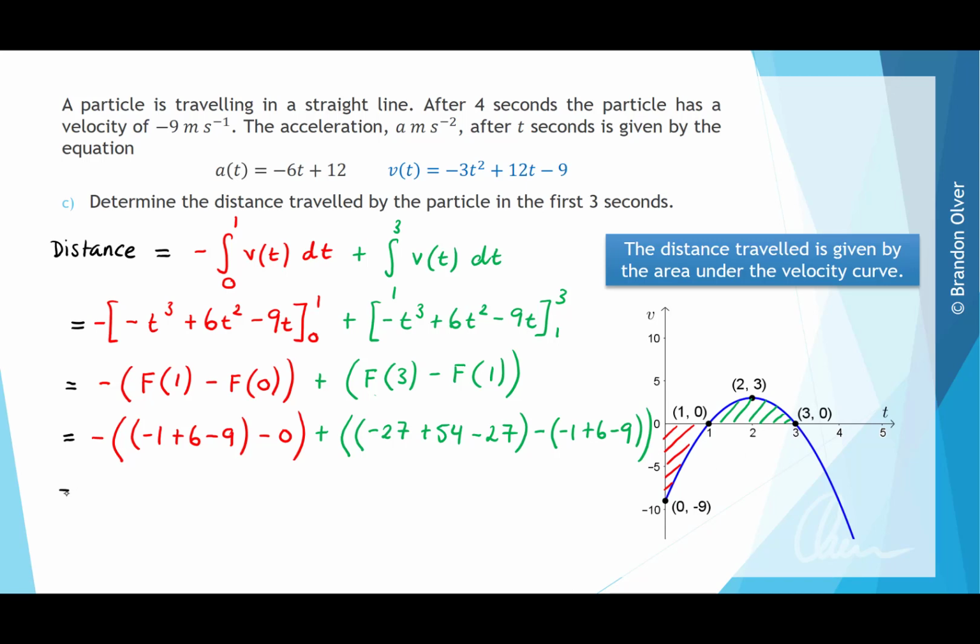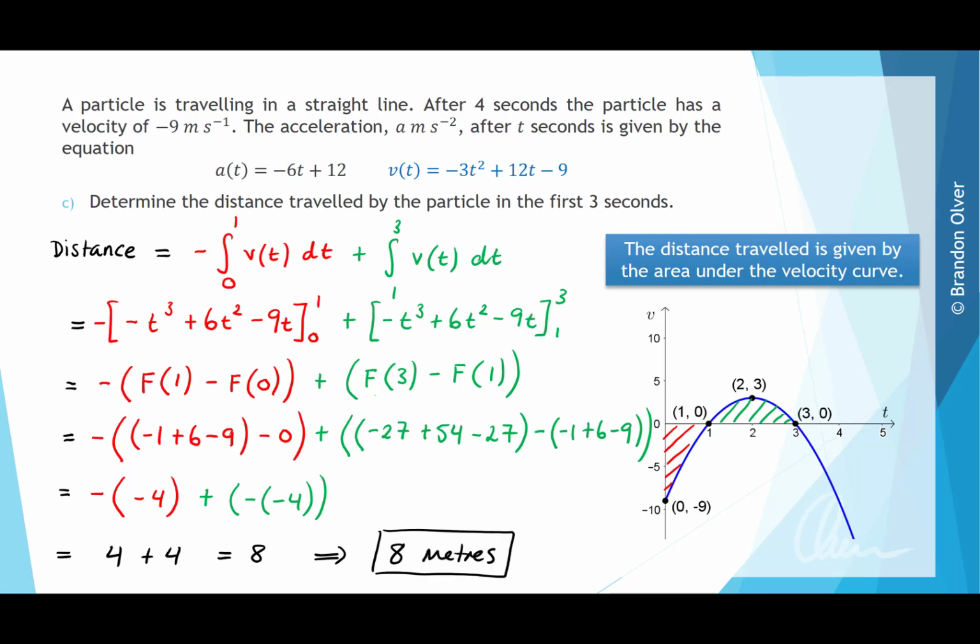And then our job is just to clean this up a little bit. So in the red we're still going to have negative, and then negative 1 plus 6 minus 9 is negative 4, take 0 is just negative 4, and then plus negative 27 plus 54 minus 27, so that whole bracket is simply 0, so we're just going to have plus negative 4 again. So evaluating that, we have positive 4 plus positive 4 equals 8, which means that the particle has travelled 8 meters. And that is the distance travelled in the first 3 seconds of its journey.